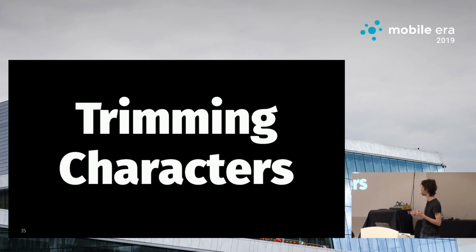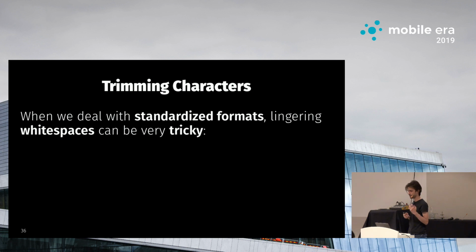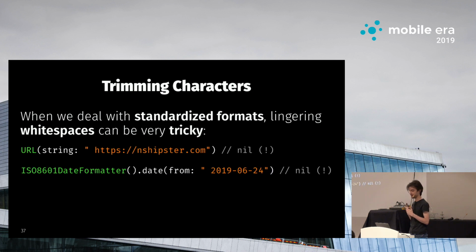And we're going to begin by looking at how we could trim characters. So in our apps, we deal a lot with standardized formats, things like URLs or dates. And there is something tricky when we work with those formats, is that sometimes if there is a little mistake in a string that you are parsing, it can basically make the whole parsing fail. For instance, think about a URL that has a blank space at the beginning. If you try to parse it into a URL, it won't work, it will return nil. Same thing with a date.